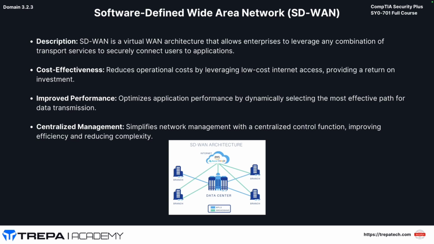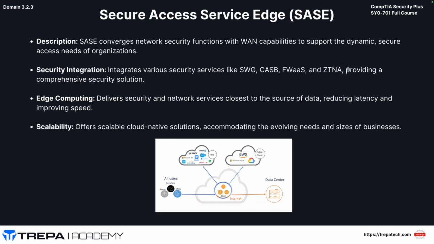It's a virtual WAN architecture that allows our enterprise to leverage any combination of transport services to securely connect users to applications. A long way to say that we have all of our routers controlled from a central place, and now we can get really good granular control over how data is passed for our users. That's it, okay? Okay, another newer technology, something called SASE, right?